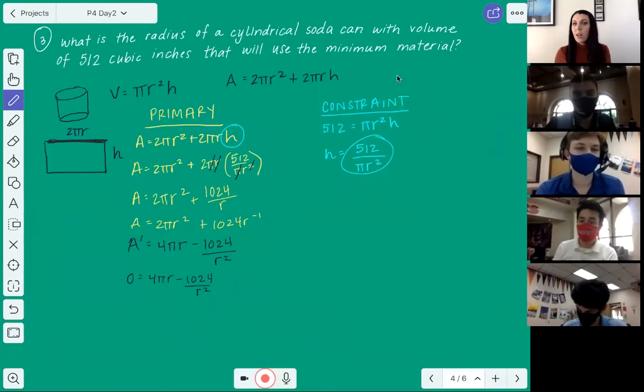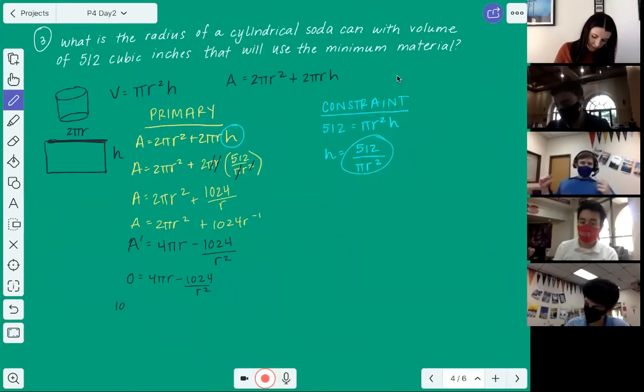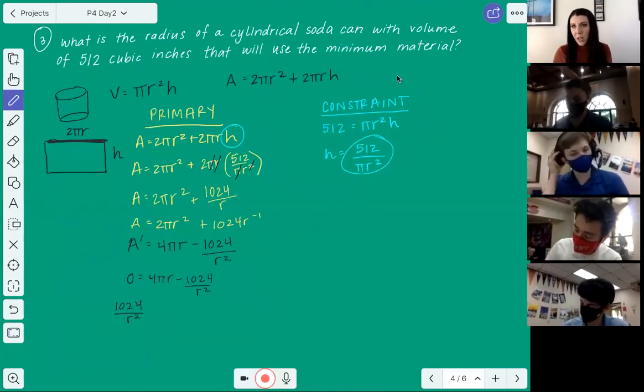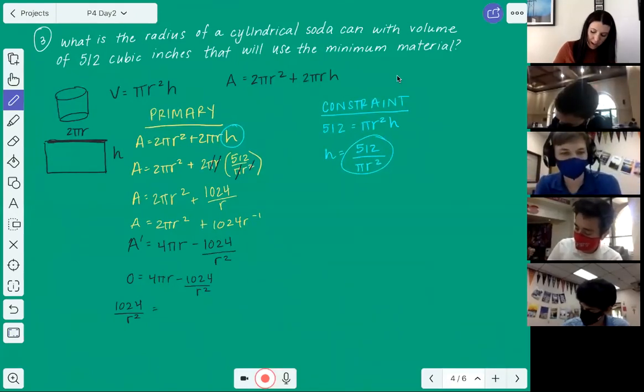Any ideas? Go ahead, Kleiner. So would you put 1024 over r squared on the other side to make it positive, and then you can just cross multiply? Exactly right. So that's just going to make your life a little easier. We're going to get to some complex problems with square roots and stuff. It's just going to be harder to do that multiplication and get a common fraction and then get rid of it. It's easier just to get rid of it by adding it to the other side, multiplying it up.